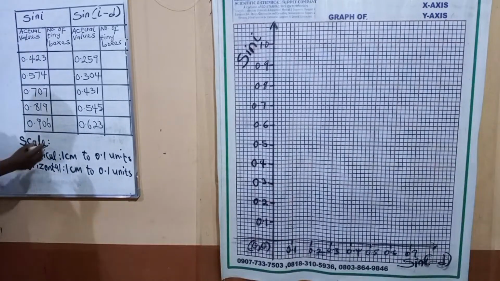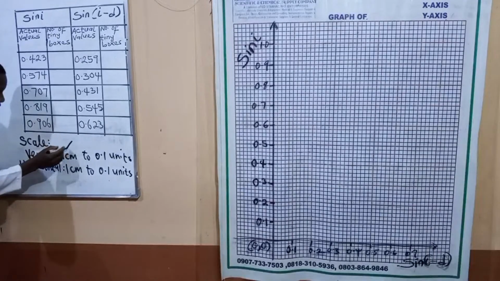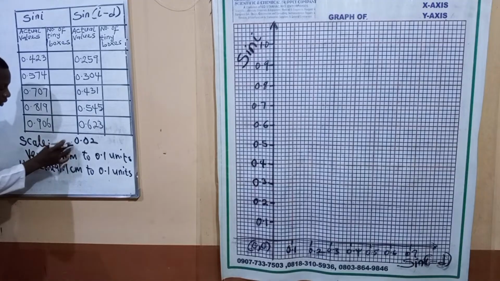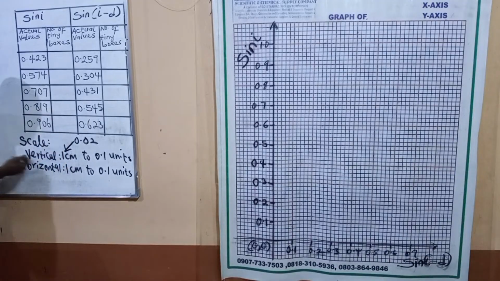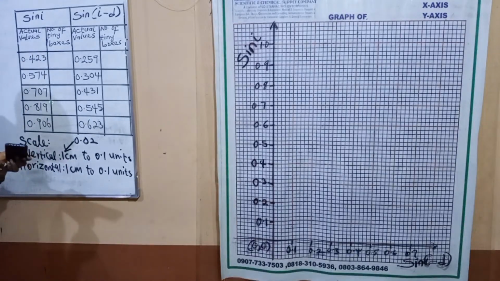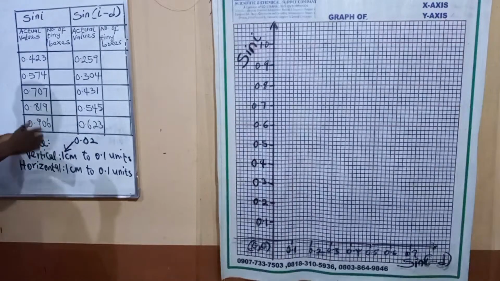Okay, so for the vertical axis, the scale factor is 0.02. That's for this vertical axis, 0.02. So use 0.02 to convert this one to the number of tiny boxes. I will tell you what we'll do with it later. So let's begin.